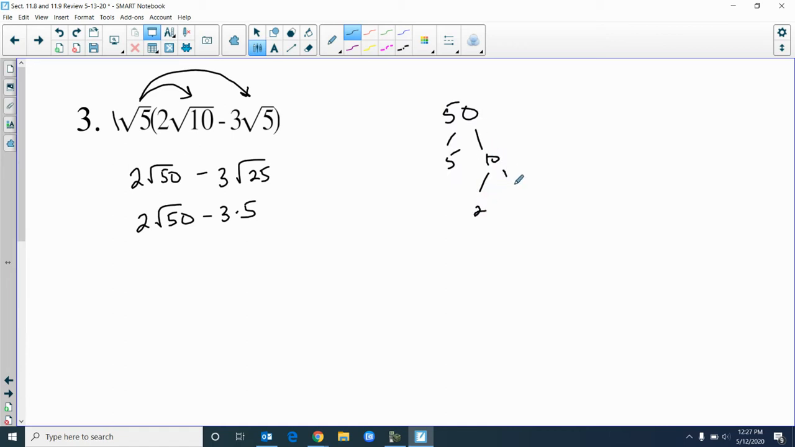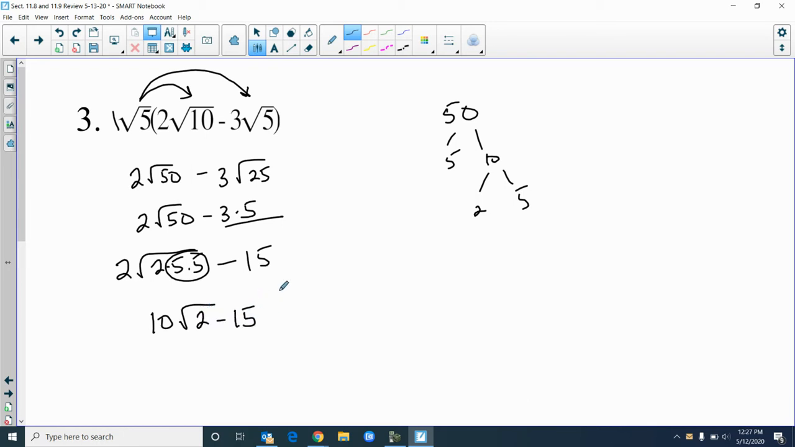Now, 50. I have to see if that will simplify. It will. It's 2 times 5 times 5. I'm going to multiply those together to give me minus 15. The 5 goes on the outside, times that 2. So I get 10 square root of 2 minus 15. And that's all I can do for that one. You cannot combine those because one has a radical and one does not. So that will be our final answer.